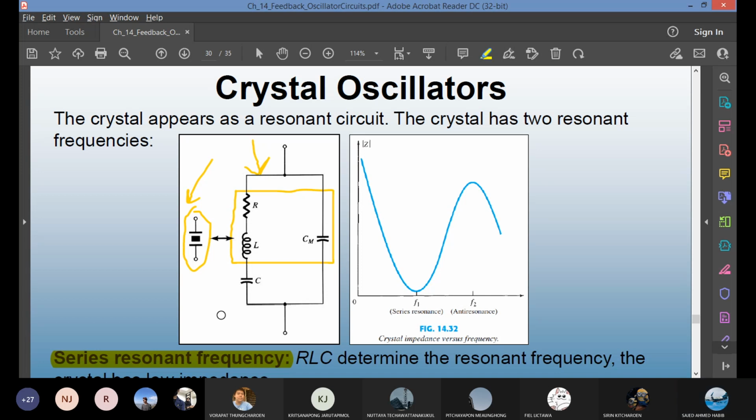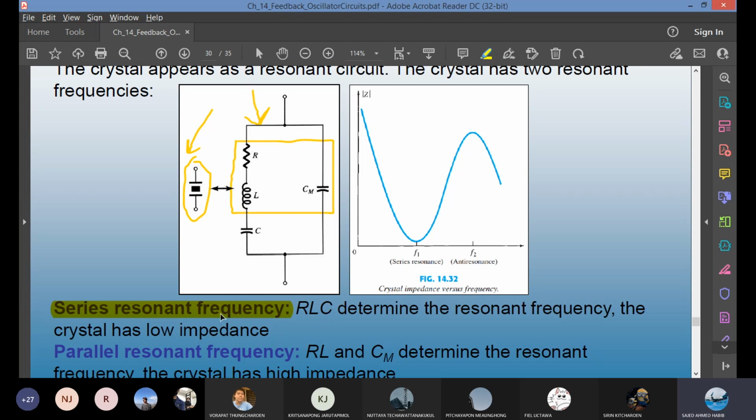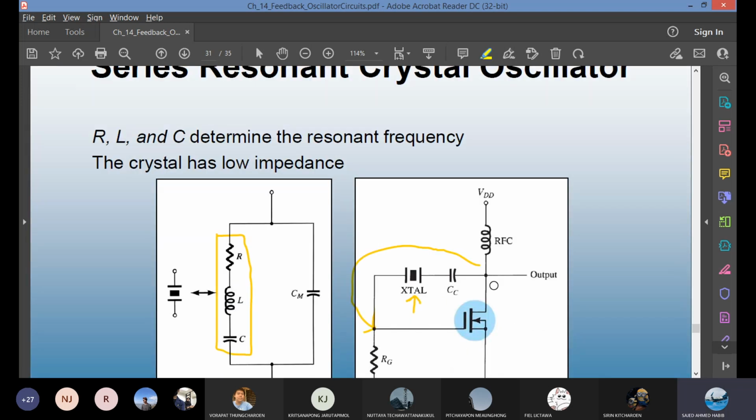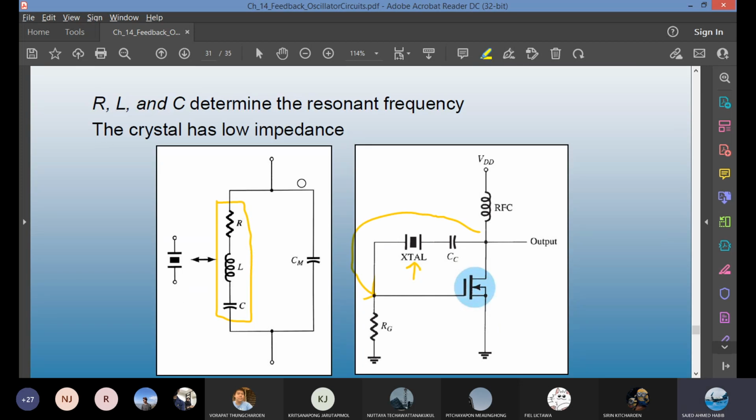In order for the crystal to operate in series resonant frequency, you have to connect it in series in a feedback loop. Once you connect it in series, the frequency is determined by the RLC. This is an example. You see the equivalent crystal tank circuit. When you connect it in series in the feedback loop, just like this, R, L, and C will determine the resonant frequency of this circuit.